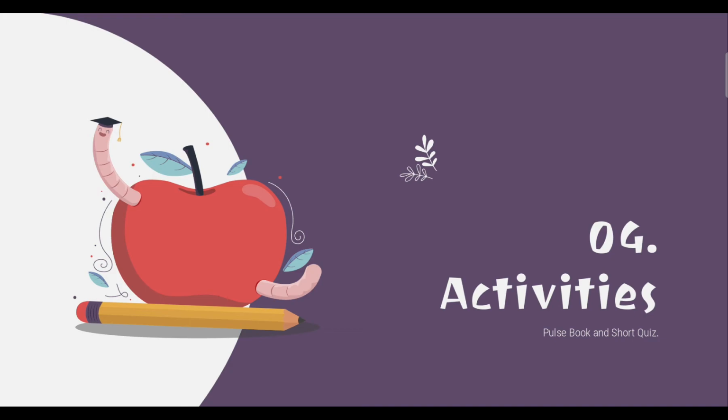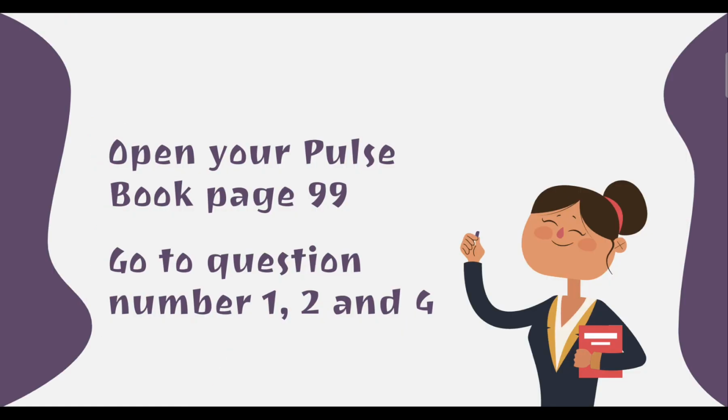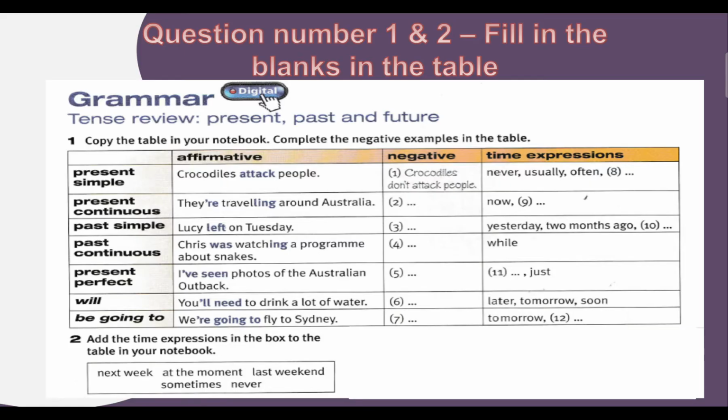So let's talk about your activities. First one, open your past book, page 99. Go to question number 1, 2, and 4. So here is question number 1. First of all, you have to copy the table in your notebook, and then you are going to complete this section here. So you will have to write the negative sentence for these tenses.